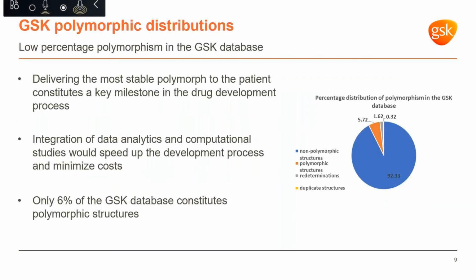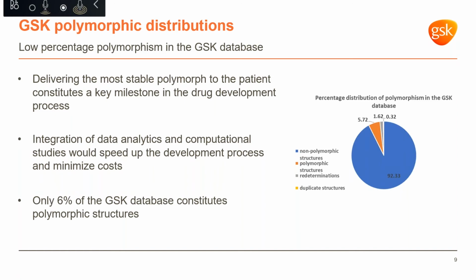Also, we looked at polymorphic distributions in our database. This is definitely to aid the risk assessments of solid forms of API drug candidates progressing to first time in human. So in GSK, we aim to deliver the most stable polymorph, and this constitutes a key milestone in our drug development process. But we hope that with the integration of the data analytics we're doing here and computational studies, this would speed up the development process.